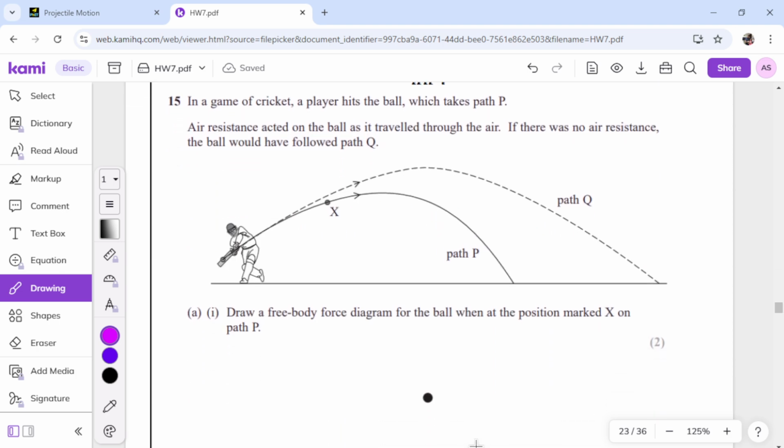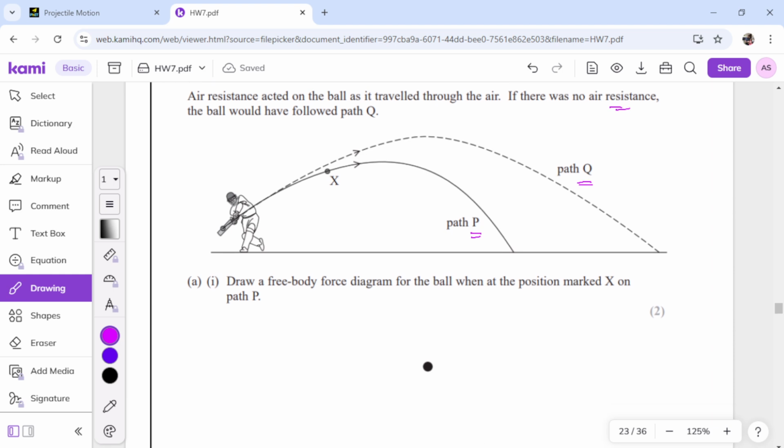In a game of cricket, a player hits the ball which takes path B. Air resistance acted on the ball as it traveled through the air. If there was no air resistance, the ball would have followed path Q. Draw a free body force diagram for the ball when at the position marked X on the path B.